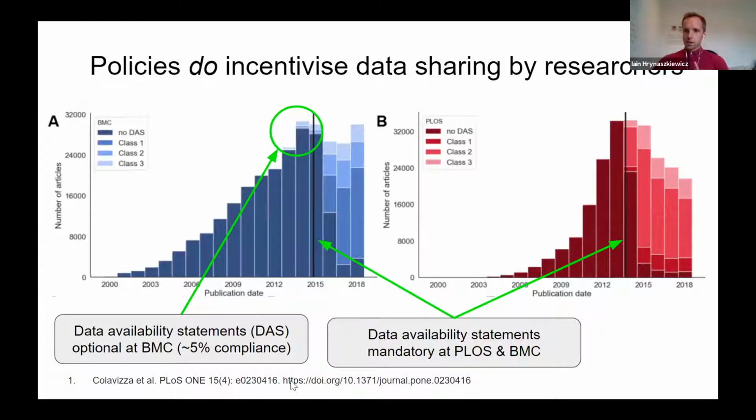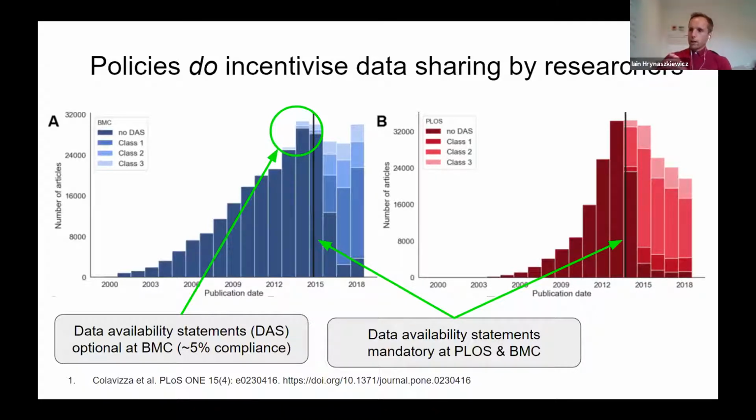Over on the left-hand side, this graph is showing that at BioMed Central, BMC, 60 or more journals in the BMC series, in 2012, there was the introduction of an optional policy, an encouraged policy for researchers to provide a statement about where their data are in their papers, what we now call data availability statements. And what we can see is that it certainly had some effect. Around 5% of authors opted in to provide that information.